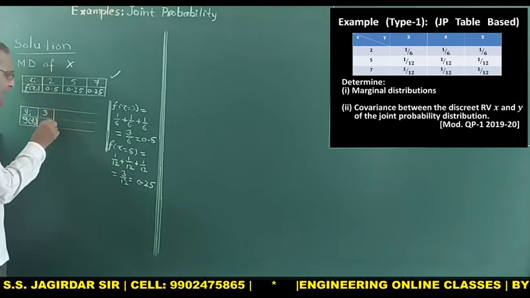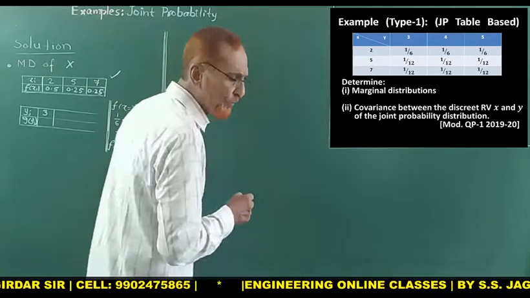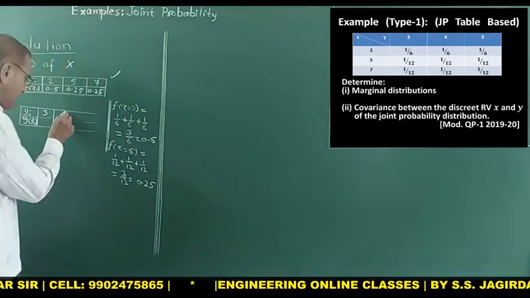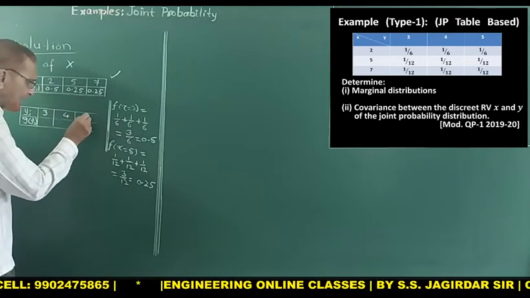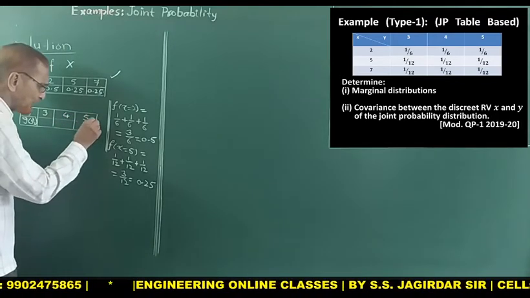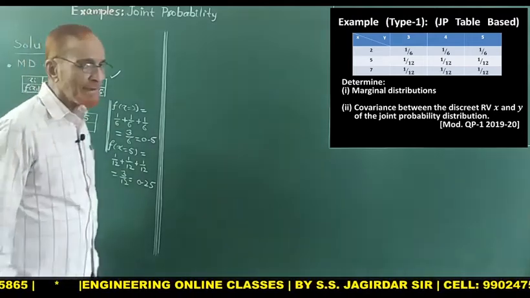And the next value, after 3, what is the next value? The next value is 4. And another value is 5. These are the 3 values listed in the table. These are the values of the random variable y.